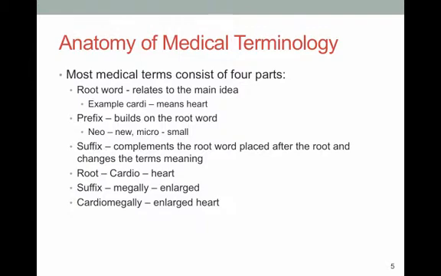The anatomy of terminology. Most medical terms consist of parts: a root word, a prefix, a suffix. The root word relates the main idea. An example of this would be cardia, which means heart. A prefix builds on the root word. Examples of this would be neo, as in neoplasm, and micro, meaning small, as in microscope. And a suffix complements the root word, placed after the root, and changes the term's meaning. An example with cardio would be megaly. So instead of just the heart, cardiomegaly would be an enlarged heart.